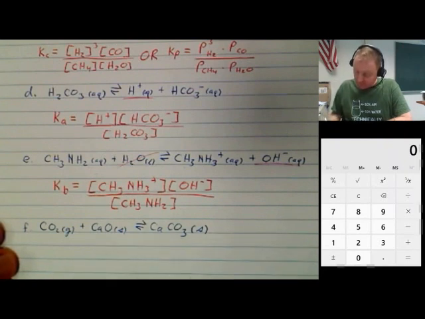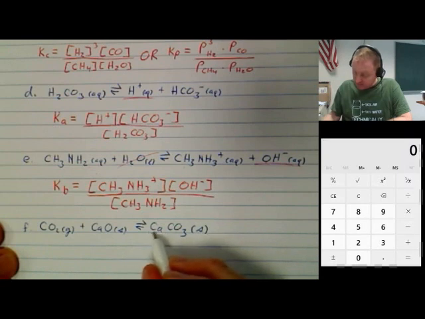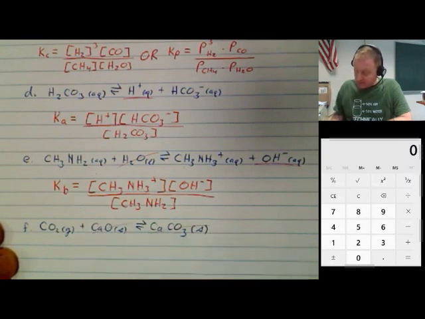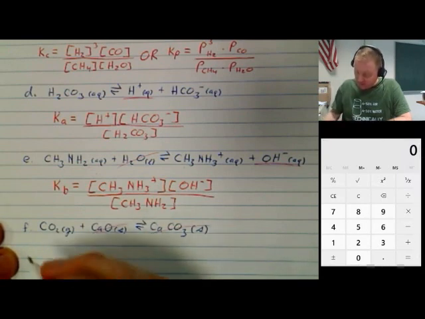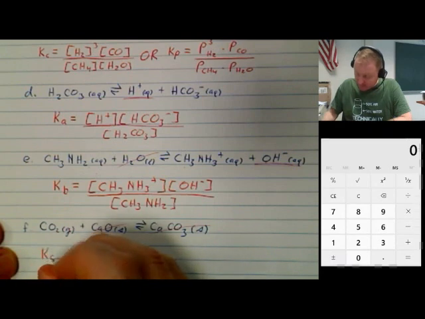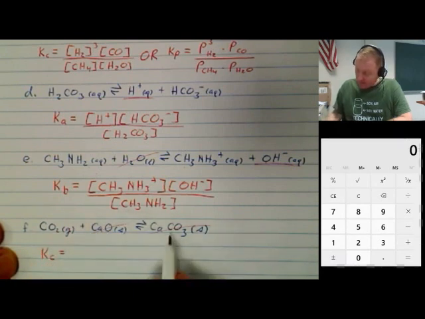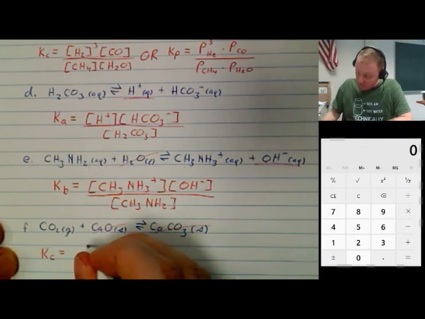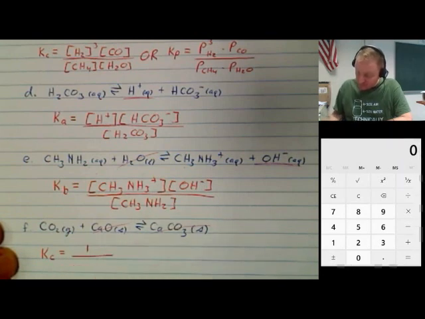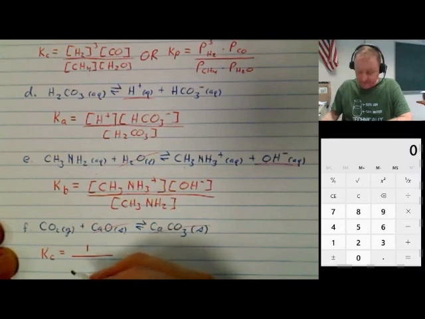Our final answer to question 1 is this one here. Take a look at that. Solids aren't included, so we could do a Kc for this. There is no numerator, so we're just going to put a 1 there. So it's a little tricky. The denominator would just be carbon dioxide, so it would just be the concentration of CO2.